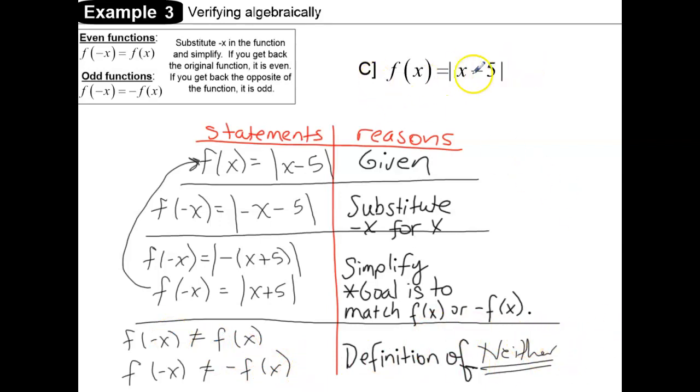So we know that this absolute value graph, which has been shifted 5 units to the right with our transformations, that V-shaped graph shifted 5 units to the right, is not centered at the y-axis, so it can't have y-axis symmetry. It's a V-shape, so it doesn't have rotational symmetry, and it's not at the origin, so it's definitely not odd either. And algebraically, we can see that it's neither even nor odd.